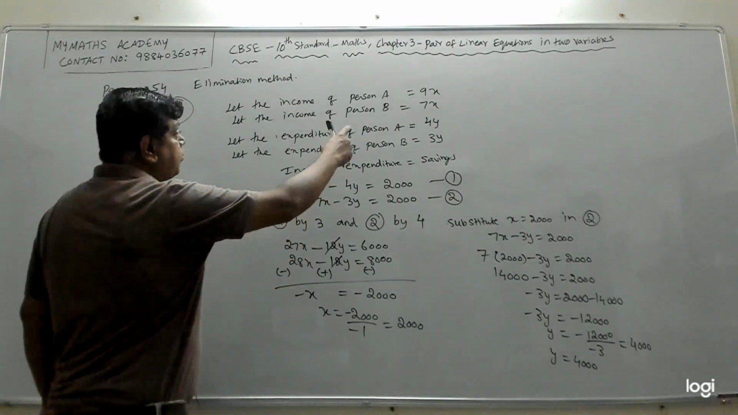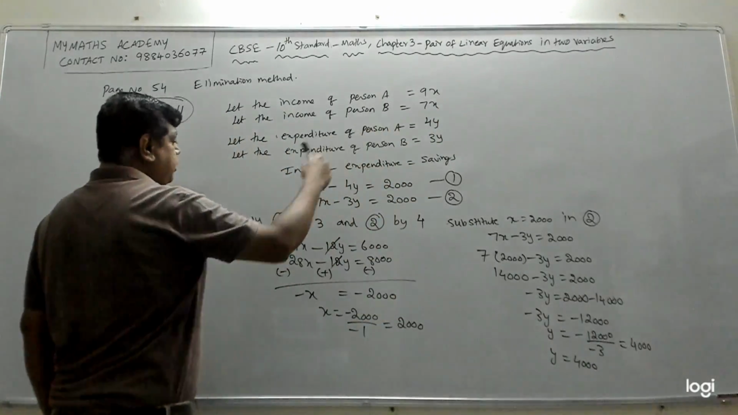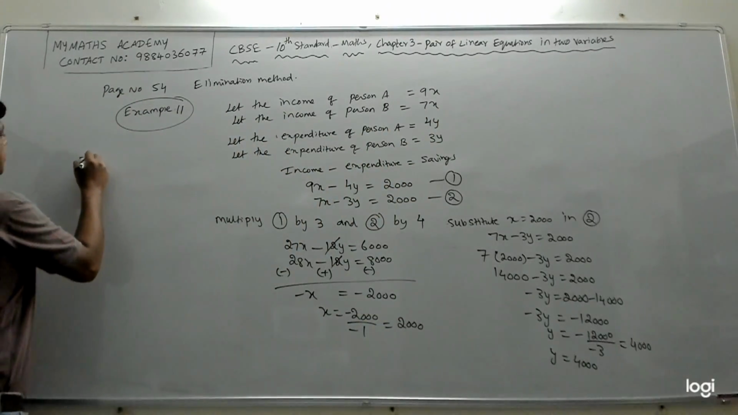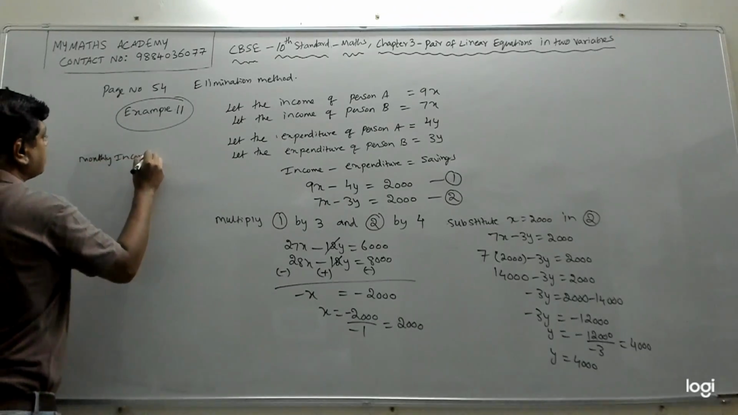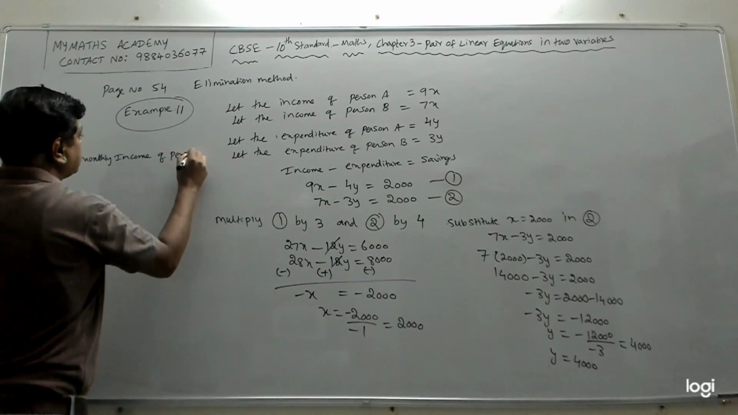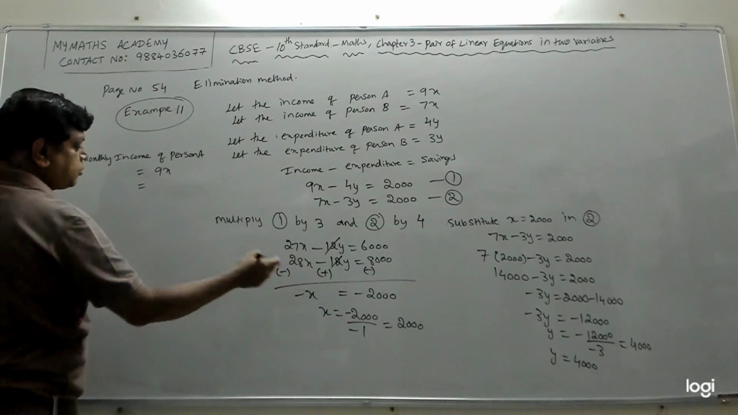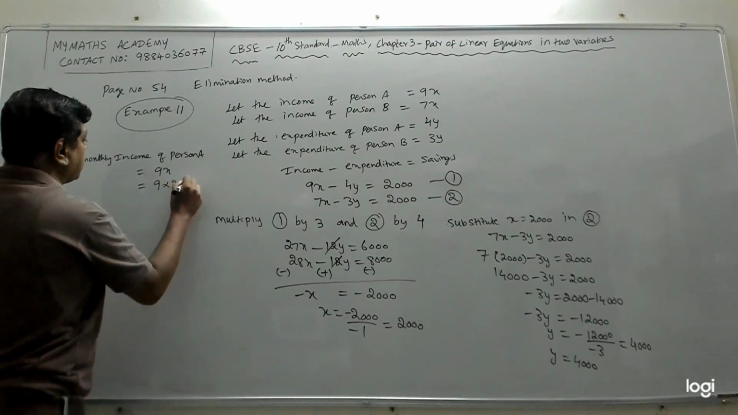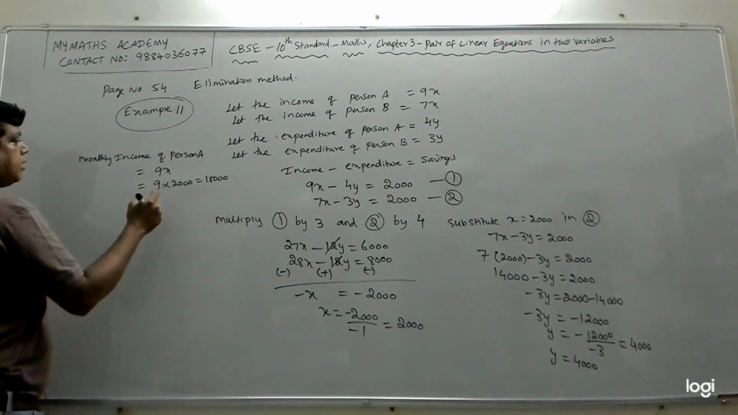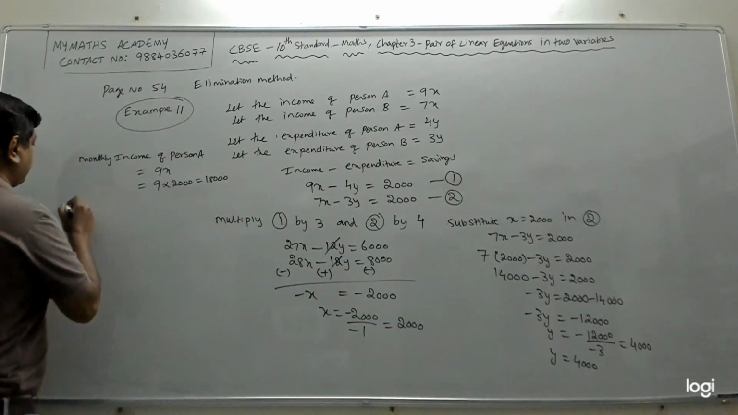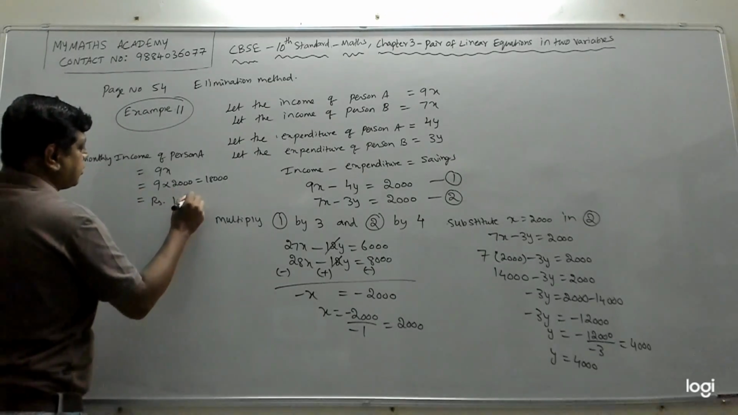So to find the monthly income, I have to find the value of x only. So I will substitute here. The monthly income of person A is equal to how much? 9x. And what is x? x is 2000. So 9 into 2000, which is 18,000. So his monthly income is rupees 18,000.